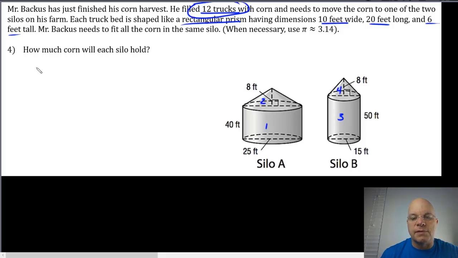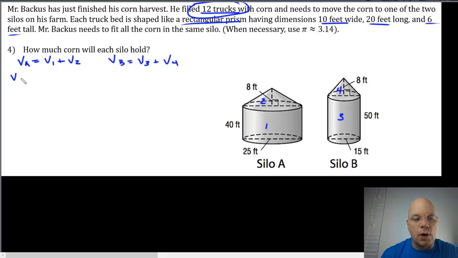So that when I'm finding the volume of each silo, for example, the volume of silo A will be equal to the volume of cylinder 1 plus the volume of cone 2. And the volume of silo B will be equal to the volume of cylinder 3 plus the volume of cone 4. And I can just work on finding these individual volumes.